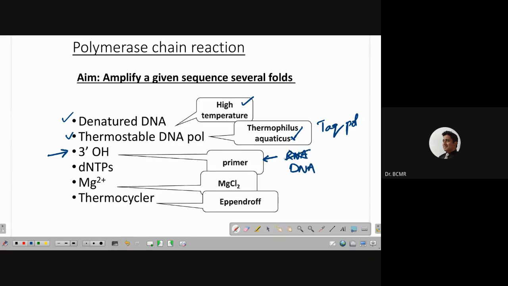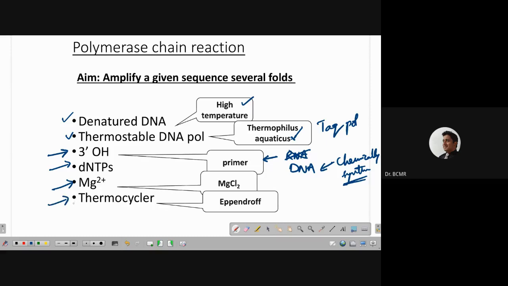I hope you remember the function of RNase H that degrades the RNA part of the RNA primer. If we use primers made up of DNA, then we don't have to go through all those steps, right? These primers are chemically synthesized, right? In the lab, they can synthesize them chemically and then use those as small primers. dNTPs should be provided, and then magnesium ions for the proper functioning of DNA polymerase, and you need a thermocycler.